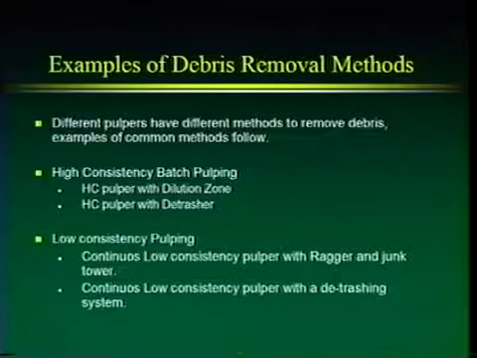Okay. So we have the high consistency batch pulping, and they typically have either two methods: high consistency pulping with a dilution zone or high consistency pulping with a detrasher. And we'll talk about both of those. And for low consistency pulping, typically you can have a pulper that has a ragger and junk tower, and other continuous low consistency pulpers have a detrashing system. And we'll look at both of those also.